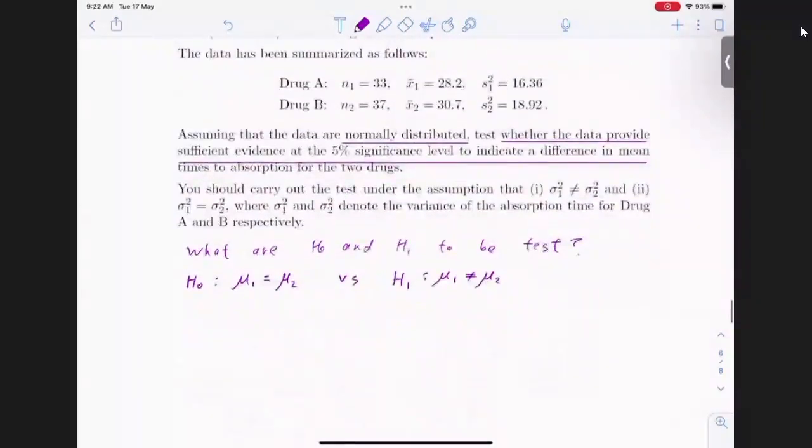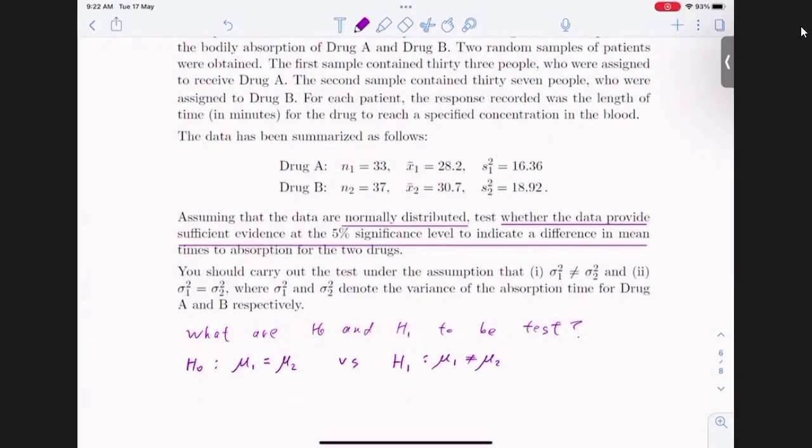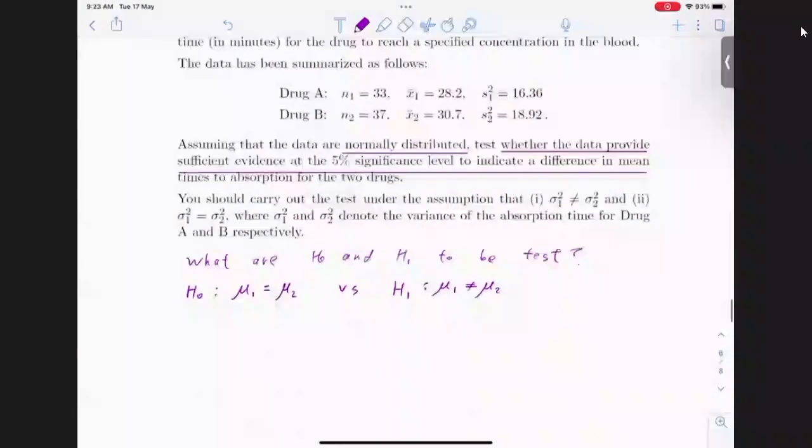Now, the next step is to identify the test statistic to be used. In this case, we are told that the distributions are normal, but we are not given the population variance. We are asked to do this under two different assumptions: when they are not equal, and another scenario when they are assumed to be equal. So we do it step by step, starting with the assumption that we don't assume they're equal.